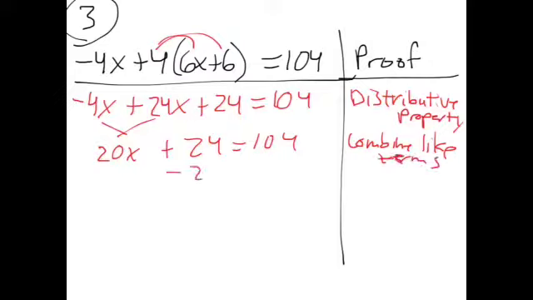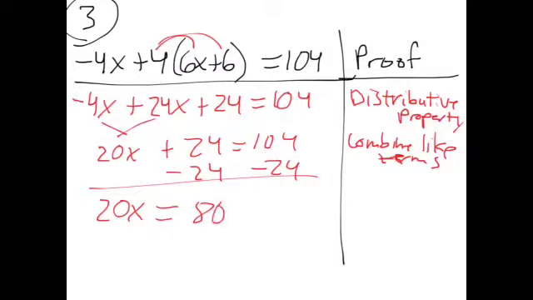I'm now going to subtract 24 from both sides in order to get my variable closer to being by itself. So now we're at 20x equals 104 minus 24. It's going to give me 80. So what lets me subtract is the subtraction property of equality. And what lets me get to the next step is just simplifying.